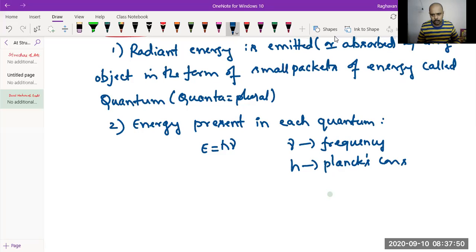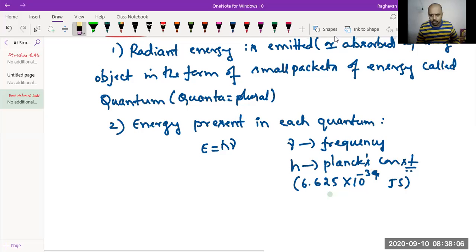Planck's constant, and its value you should remember, 6.625 into 10 raised to minus 34 joule second. So that is the value for solving problems and all. H value to remember. So energy present in each quantum is given by E is equal to h nu. Now nu expression: C is equal to nu lambda, and nu is equal to C by lambda. All those things you can write, not a problem. Okay, next.